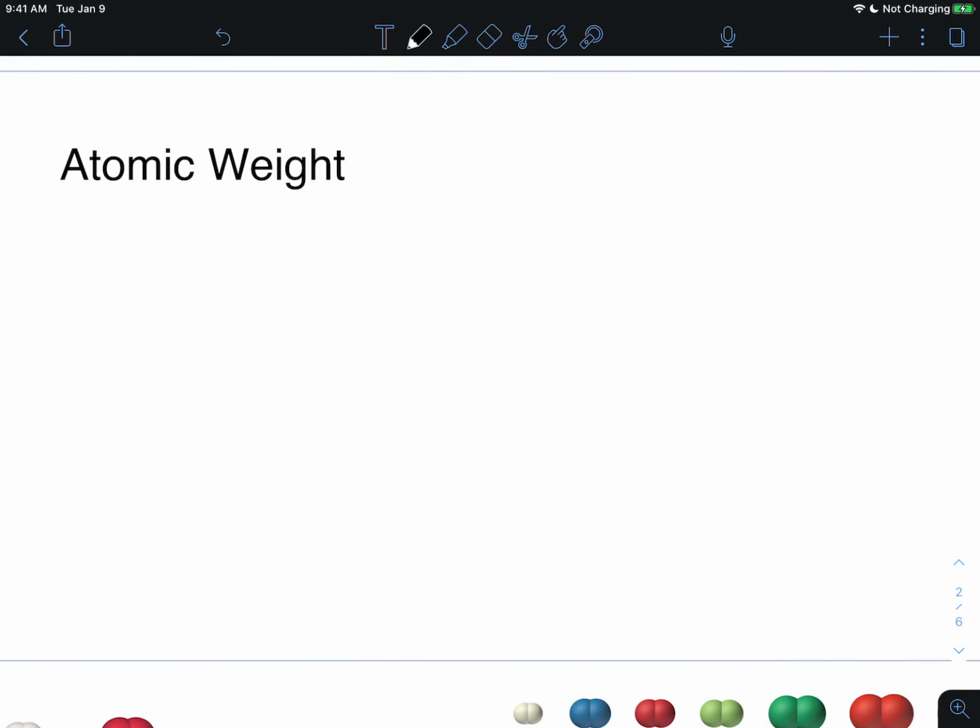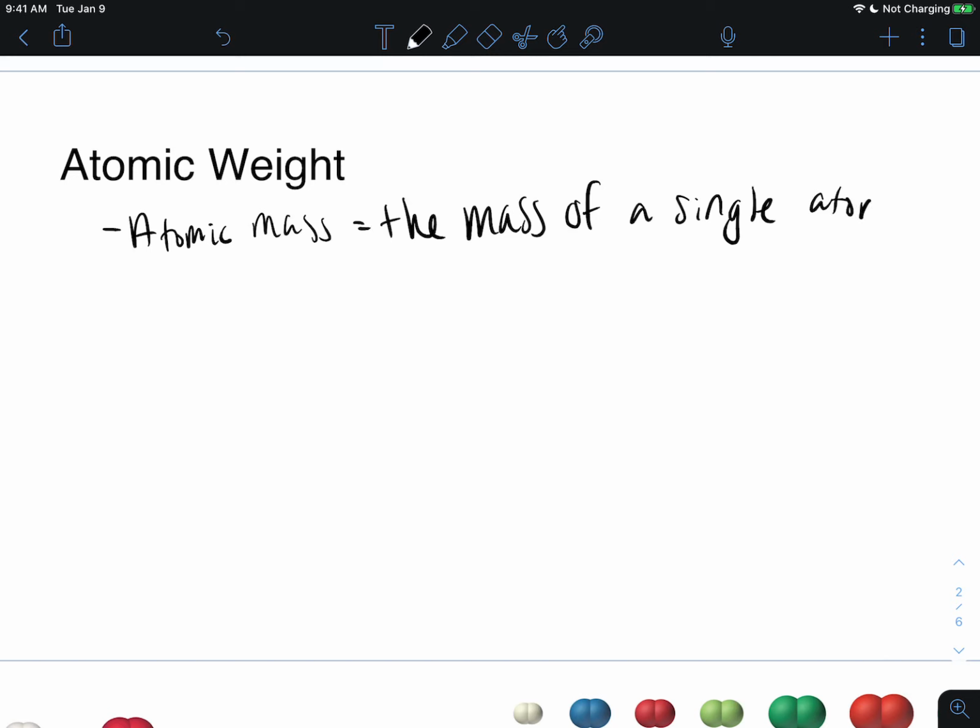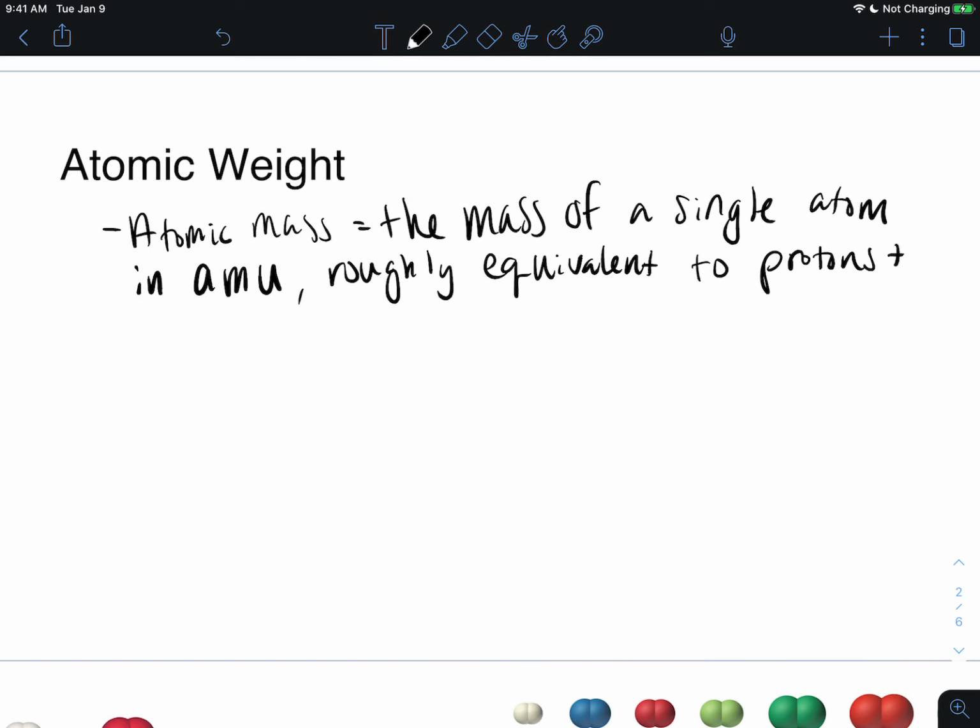And actually, before we look at atomic weight, I want to look at the idea of an atomic mass. So the atomic mass is the mass of a single atom in AMU, or our atomic mass units. And it's roughly equivalent to the sum of the protons and neutrons. So our protons plus our neutrons. It'll be very close to that number.